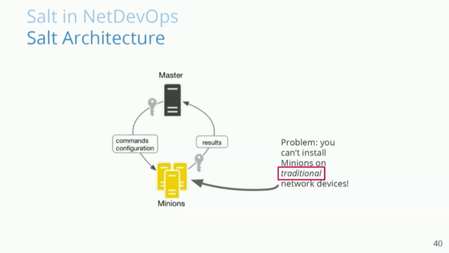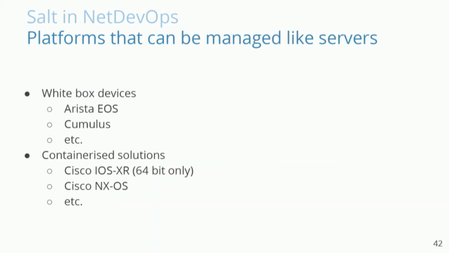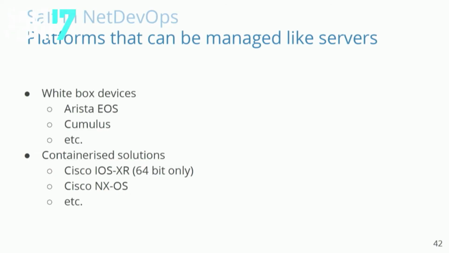And now let's go back a bit to this slide. I said that you can't install the Salt minion on the network devices, but that's only about traditional network devices. What about the others? There are some platforms that can be literally managed like servers. They can be white box devices like Arista EOS or Cumulus that expose the underlying operating system directly to you, and you can simply install the Salt minion after you manage the backports and all that mess. Or you have containerized solutions you can find on IOS-XR, on Cisco Nexus, only in the recent versions.